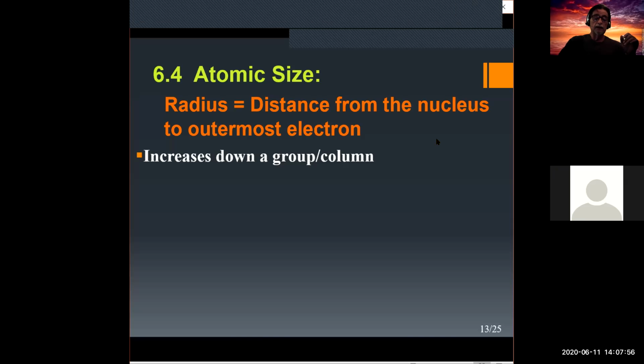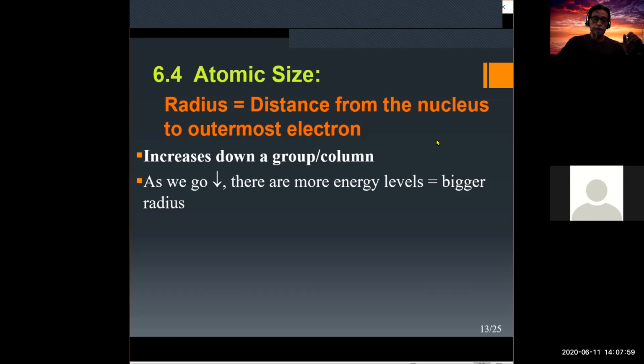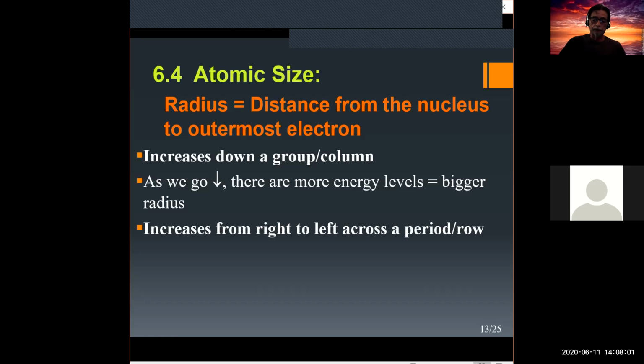Okay. Now, that's pretty self-explanatory. Now, that's pretty intuitive. Go down the periodic table, larger energy level, the elements get bigger. But when we go from left to right, or in this case, from right to left, the radius gets bigger. It's kind of counterintuitive. Let's go back to the periodic table.